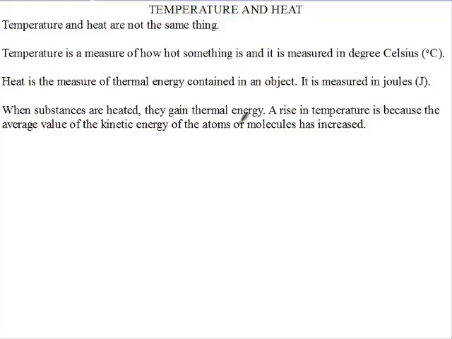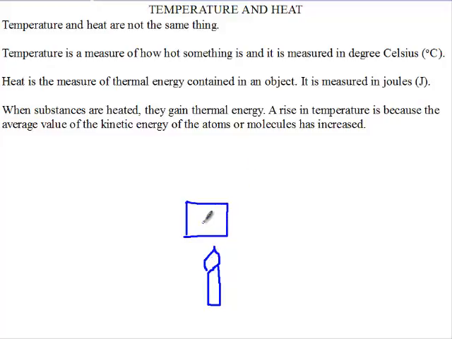When heat is applied to a substance, when I have this box here, and then I apply heat to it, the object will gain thermal energy. Now, the amount of thermal energy in there will cause a rise in temperature. As the thermal energy the object gains increases, the temperature also increases because the average value of kinetic energy of the atoms or molecules has increased.